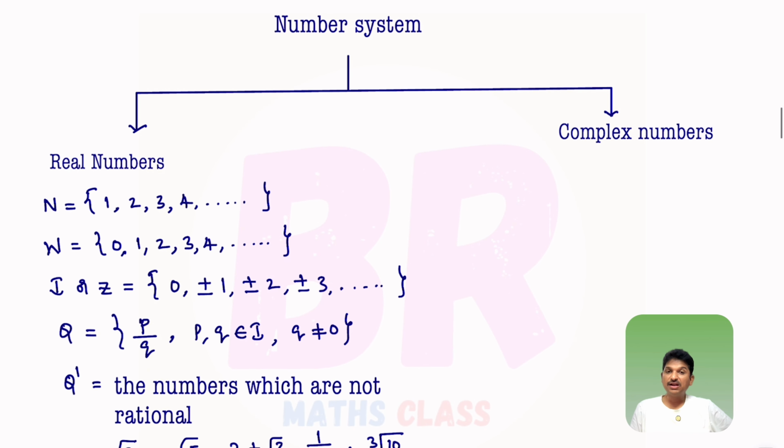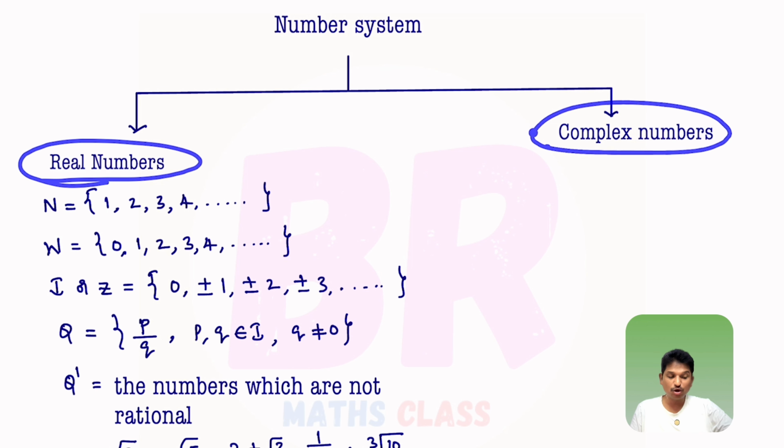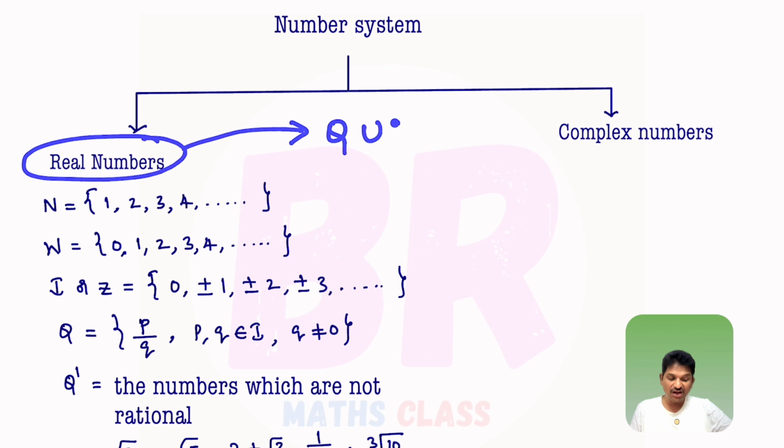Actually, what we are learning about is the number system. Okay, number system, real numbers. The number system is mainly divided into two types: real numbers and complex numbers. What are real numbers? Real numbers are the union of rational and irrational numbers, right? Suppose 2 by 3 is a real number. Yes, 2 by 3 is a real number. Root 2 is a real number. Yes, root 2 is a real number.